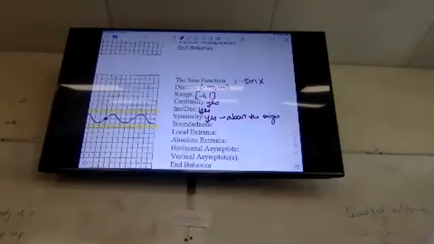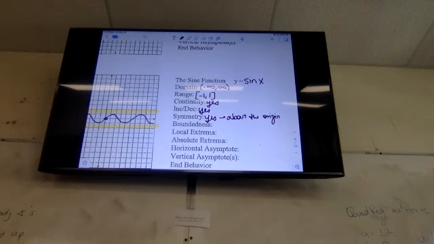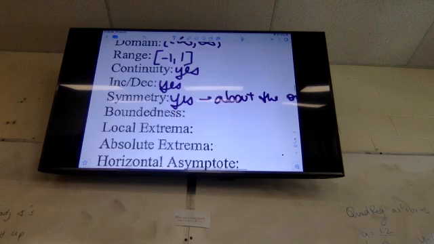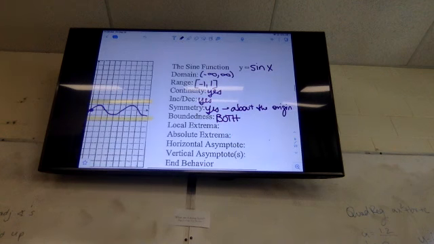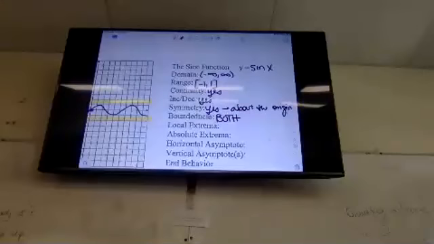Okay, boundedness. Is this bounded above? Is there a point we can never go above? Is it bounded below? Is there a point we never go below? Then we say it's bounded both above and below. There are no local extrema or absolute extrema because it hits 1 and then it comes back down to -1. We're just going to say no for these.